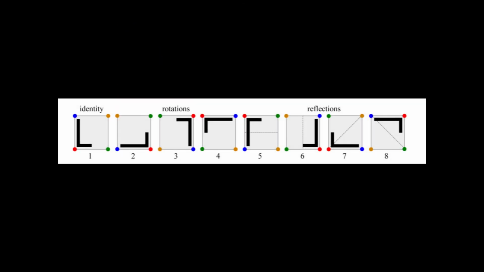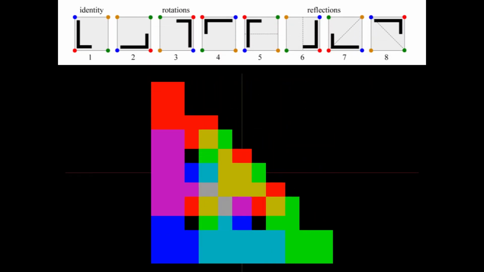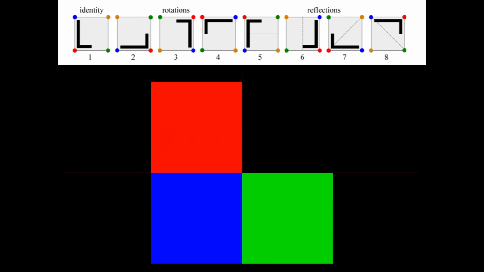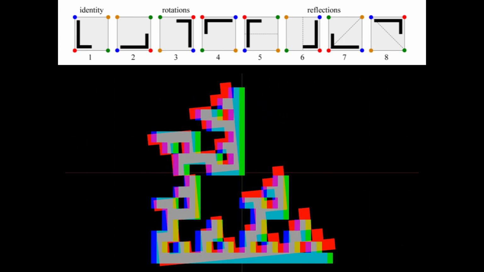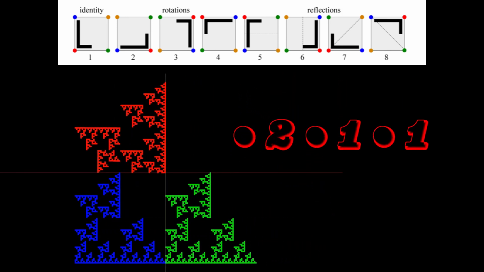There are 8 possible rotational and reflectional symmetries of a square. The first, identity, means no transformation for each of the 3 subshapes. Rotate the red section 90 degrees counterclockwise, then we get a relative of the Sierpinski gasket. Each transformation has been labeled by a number from 1 to 8.